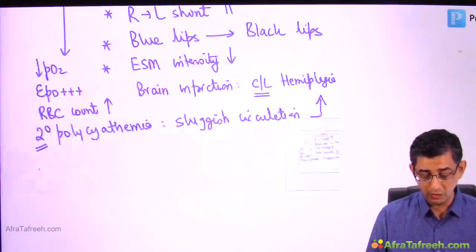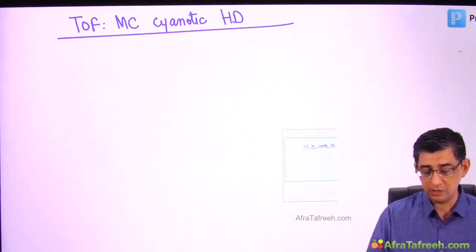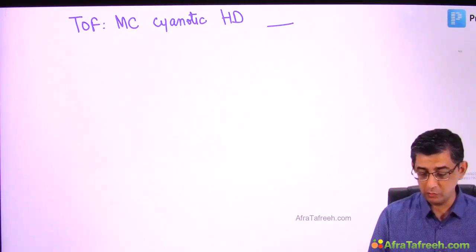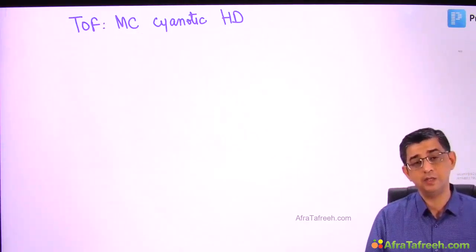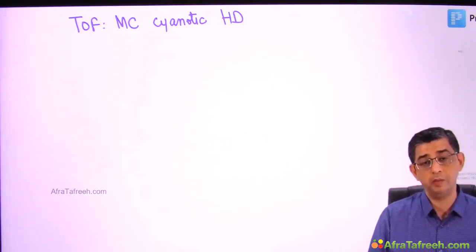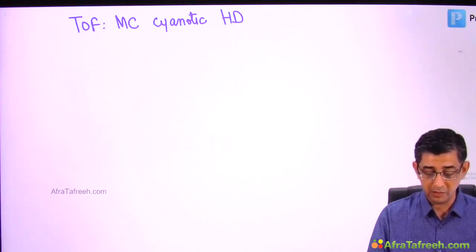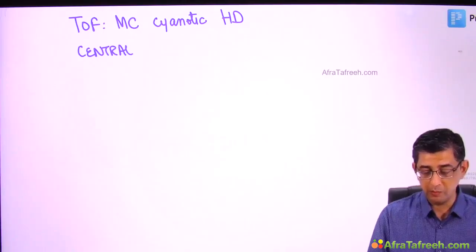So do take a note of that and do remember that information. What I taught you was that tetralogy of Fallot is overall the most common cyanotic heart disease. Some of the important features that I want you to remember for this condition will be presence of TET spells. In fact, the question will begin by describing a blue baby.